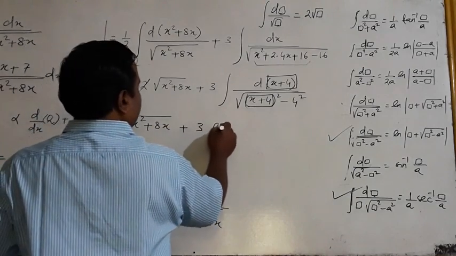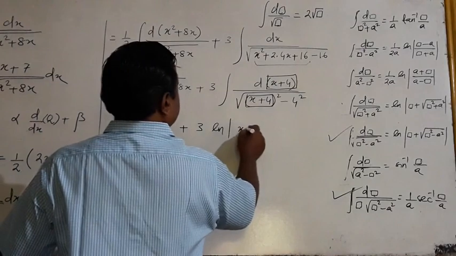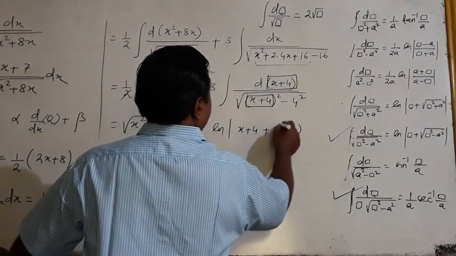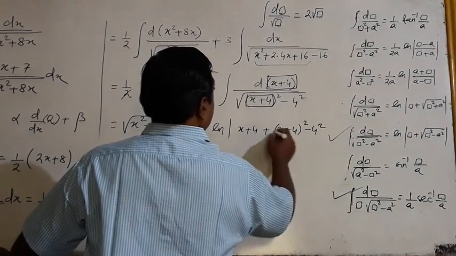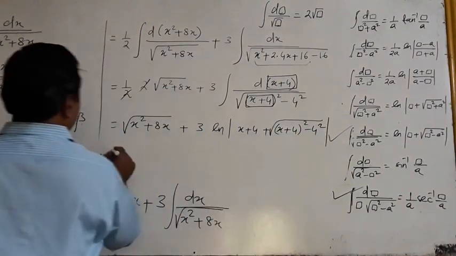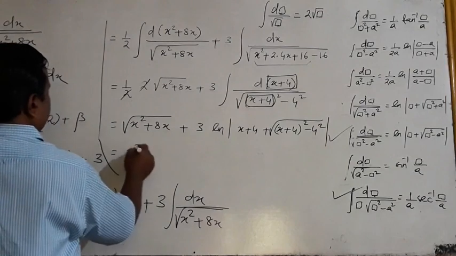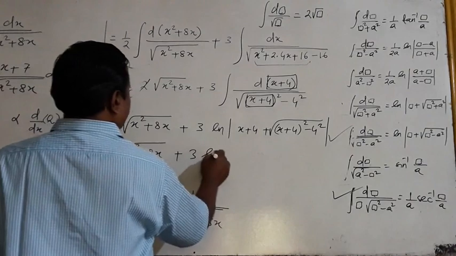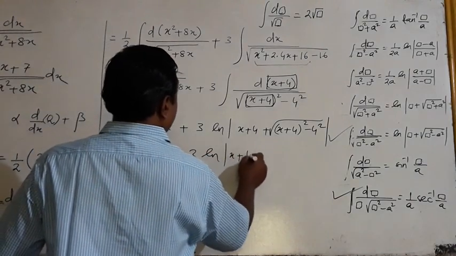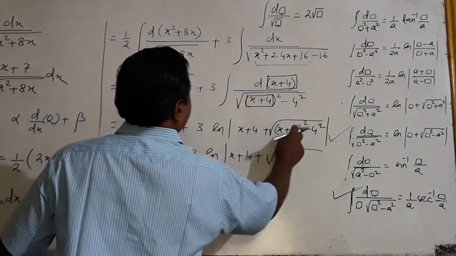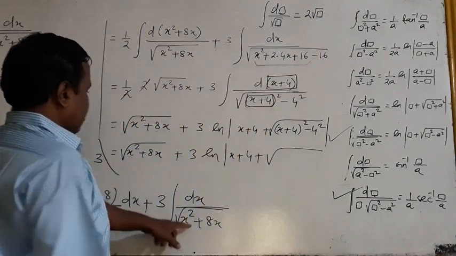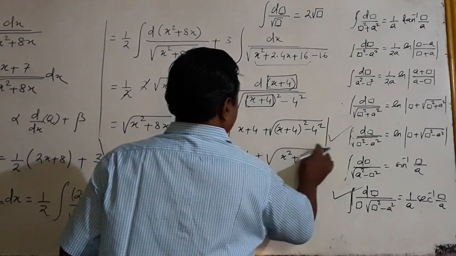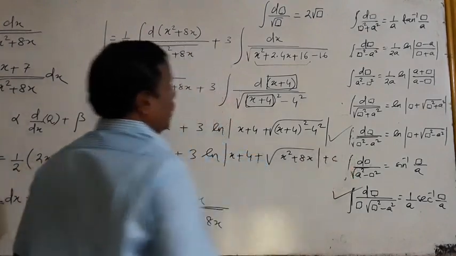It is ln of box, means x plus 4 plus root of (x plus 4)² minus 4². And you know it becomes root of x² plus 8x plus 3 ln of modulus of x plus 4 plus, and it is clearly this root of x² plus 8x, plus c. Okay.